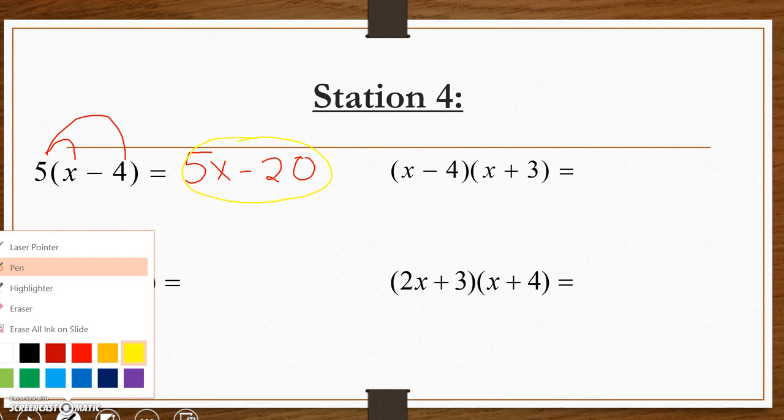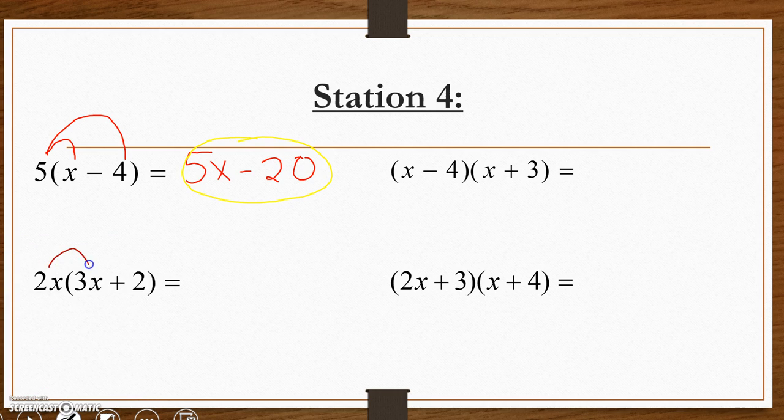The next one, we're going to distribute the 2x to all the things inside the parentheses. So 2x times 3x. So 2 times 3 is 6. And then x times x. Since there's 2 x's, you have to put x squared.